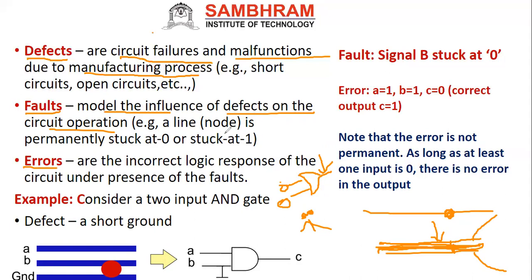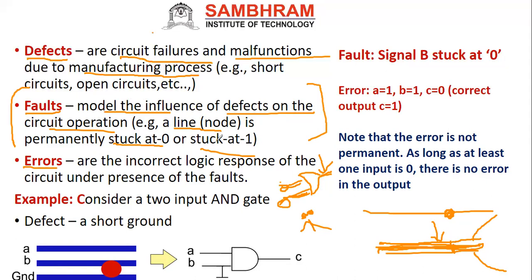So that is why here the line node, this line node is nothing but the line node LK. That is the wires. We can say this line node is permanently stuck at 0, stuck at 1. Here this is a very important test model, called the fault model, one of the very popular models.